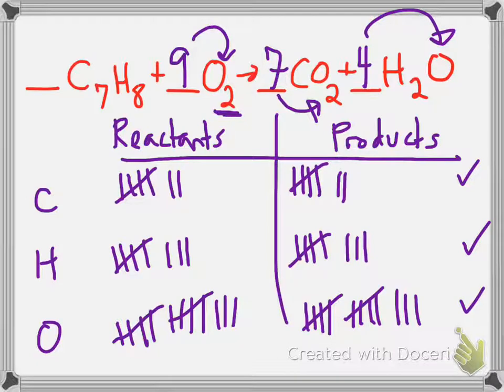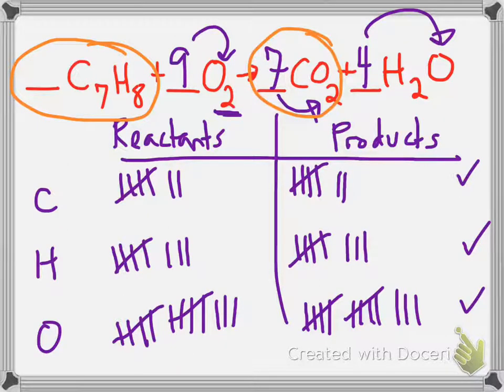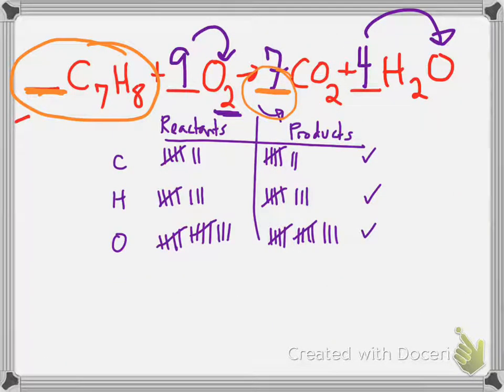The question for 2 says, what is the mole ratio of C7H8 and CO2? So I am looking at my mole ratio of C7H8 to CO2. So the mole ratio is indicated by the coefficient of the balanced equation. So my mole ratio in this case is 1 to 7. For every 1 mole of C7H8, because even though this is blank, that really just means the coefficient is 1, I need 7 moles of CO2, or I will produce 7 moles of CO2.